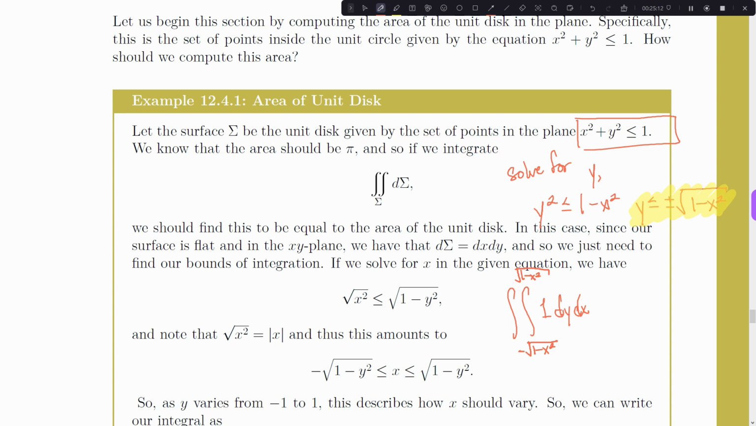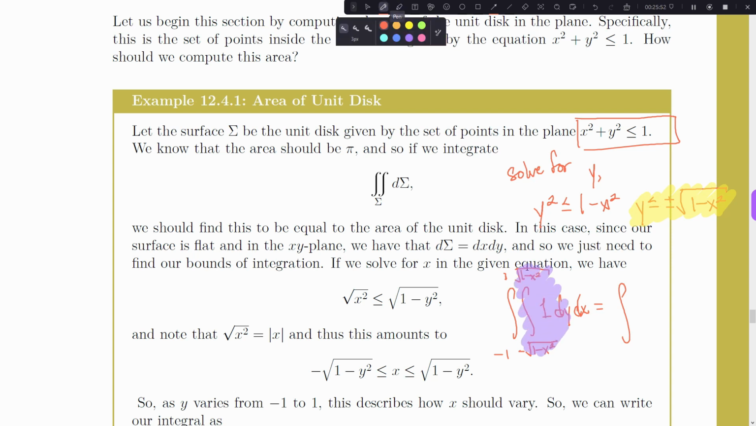And then, in particular, what is the minimum value of x? Let's just say x minimum, x maximum. The minimum value x can achieve on the circle is negative 1, and the maximum value x can achieve on the circle is positive 1. So rather than x min and x max, I'm going to replace that with negative 1 and positive 1 for x. Then if I compute the inside integral in y and evaluate at the two bounds, this computes as the integral of 2 root 1 minus x squared dx.